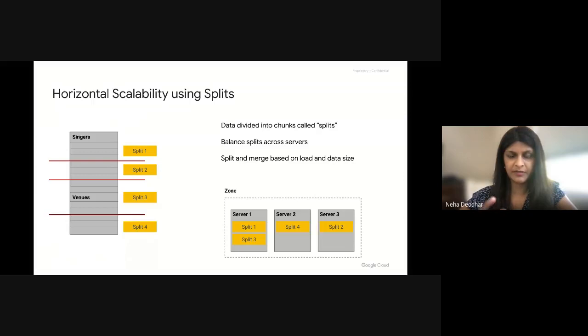Now here's how Cloud Spanner works internally. The data within your database is divided into chunks, which we call splits. In the example here, consider that you have 2 tables, singers and venues. The data across those 2 tables might be split into different chunks. In this example, it's split into 4 different splits. These splits are then balanced across different servers to ensure that you can get good throughput for your data.